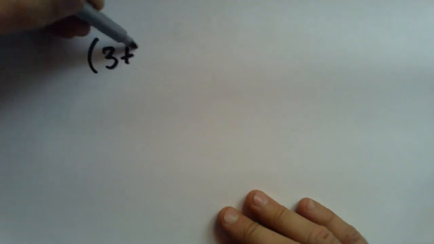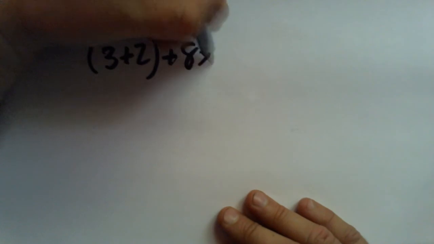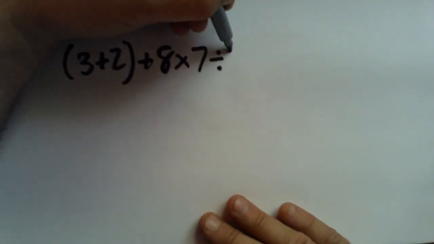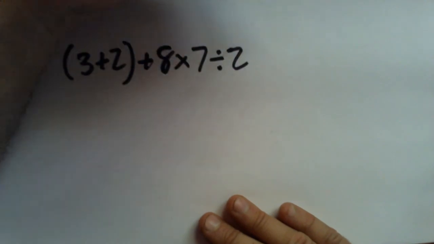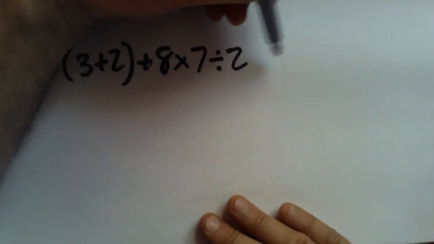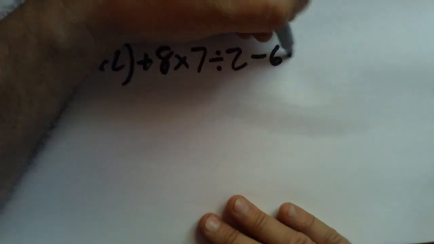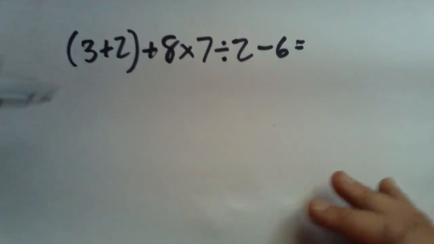Let's say we had a problem like 3 plus 2, in parentheses, plus 8 times 7 divided by 2 minus 6. Now let's go with that one. Okay, so what do we need to know?